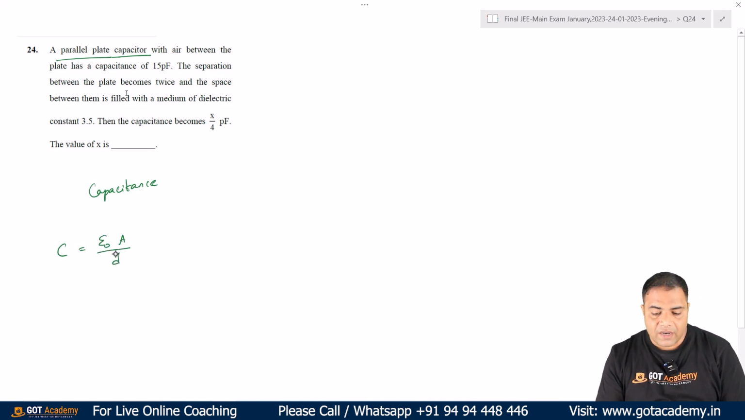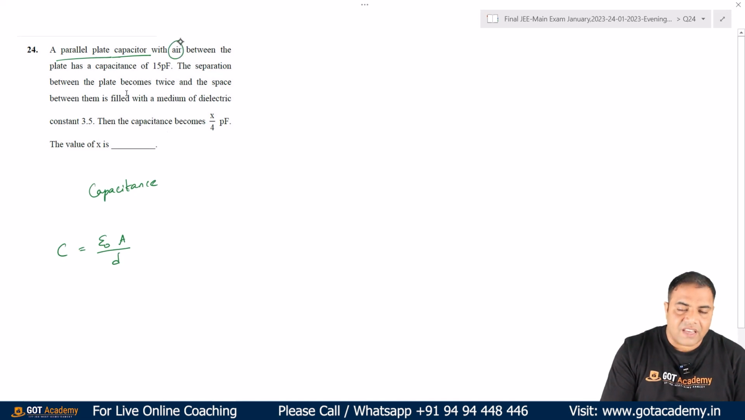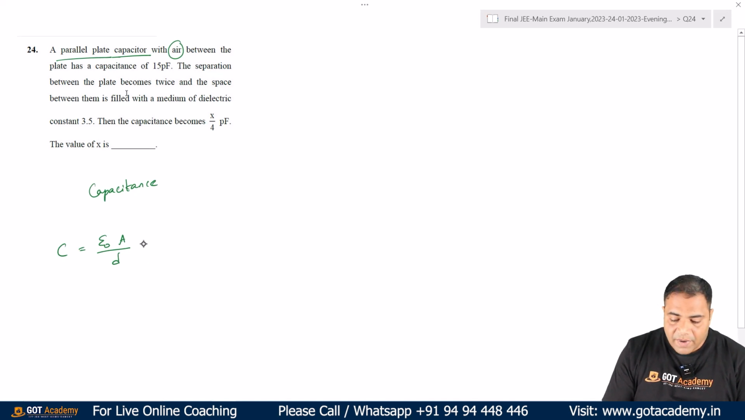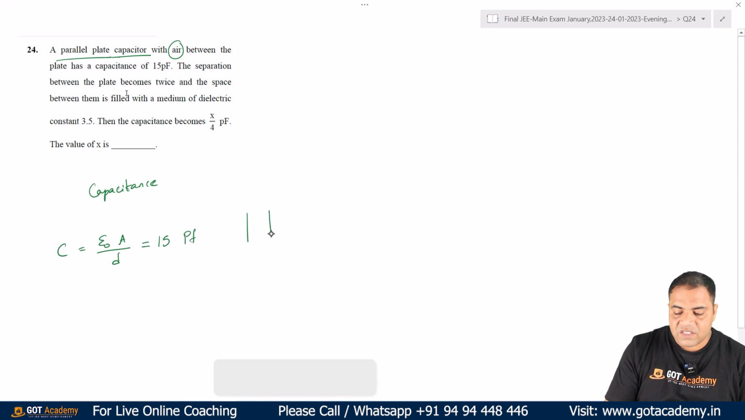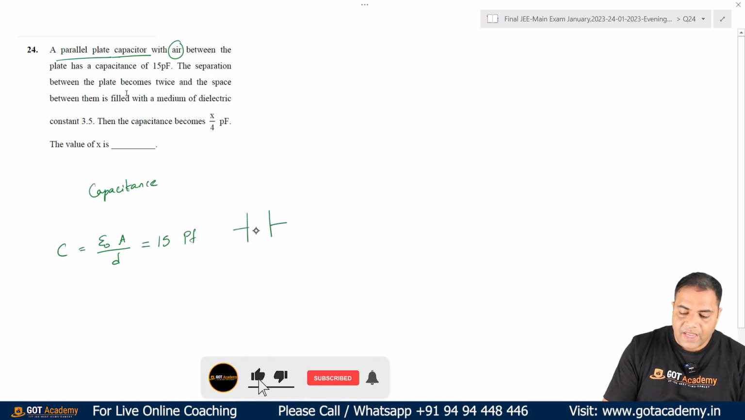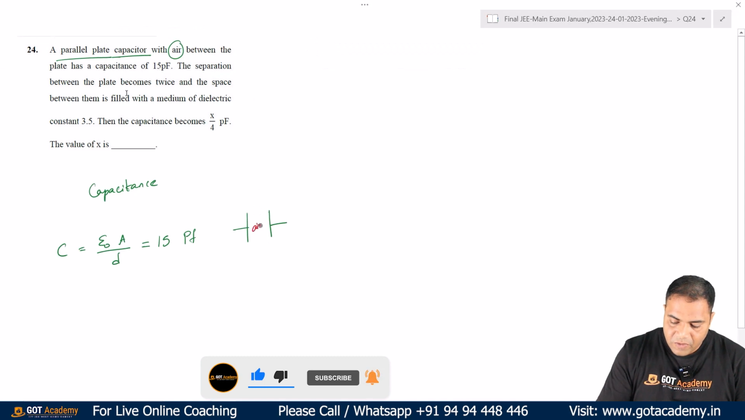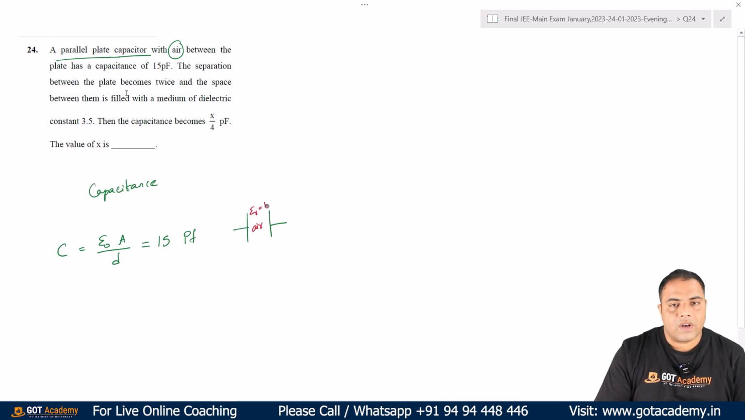If the medium is air, and he is telling the medium is air, then we know the formula for the parallel plate capacitance when air is the medium: epsilon naught A by D, which is equal to 15 pF. This is the symbol for capacitance where air is the medium. Epsilon r equal to 1.